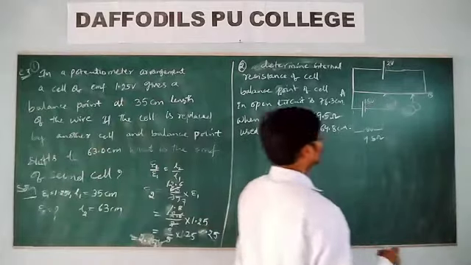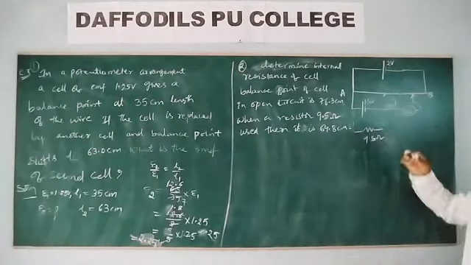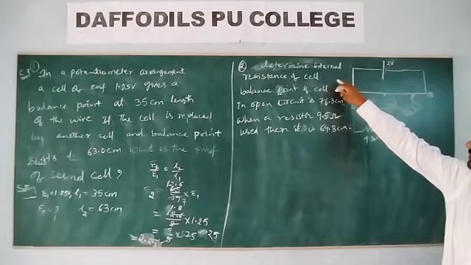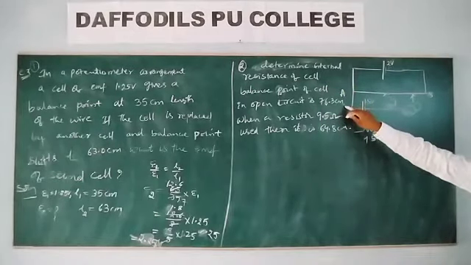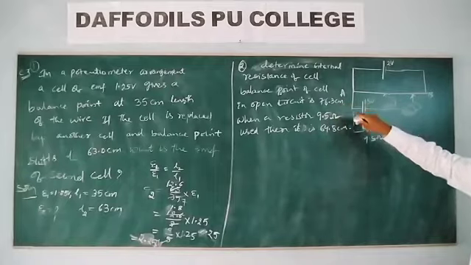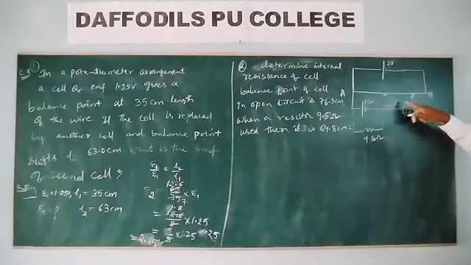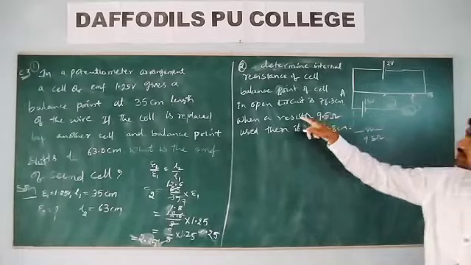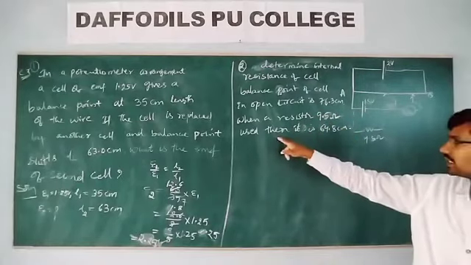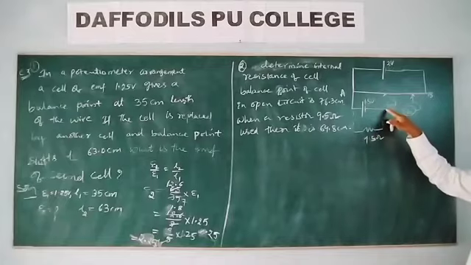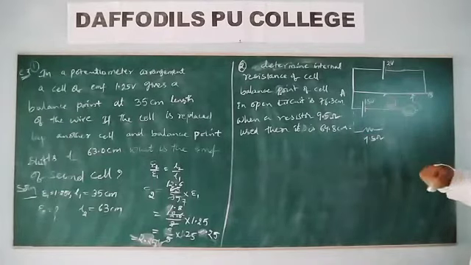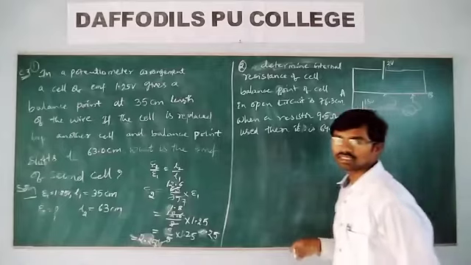Similarly, in the next calculation, we need to determine the internal resistance of a cell for which the balancing point of the cell in open circuit is 76.3 cm. So that means when it is open circuit, this is the balancing length. But when a resistor of 9.5 ohm is connected, then the balance length is 64.8 centimeter, and we need to find the internal resistance.